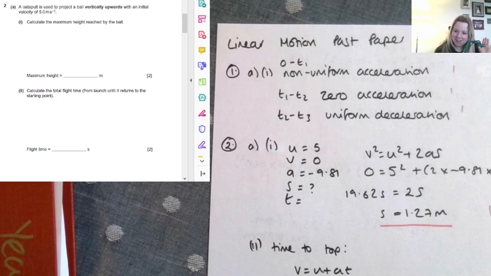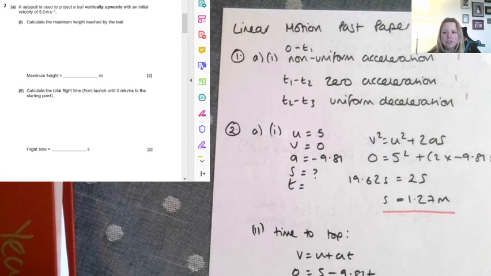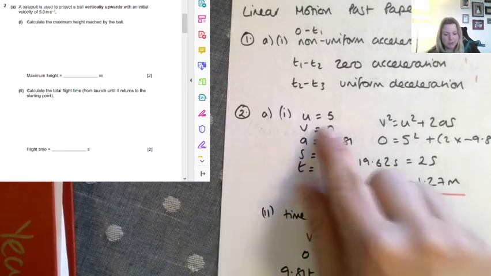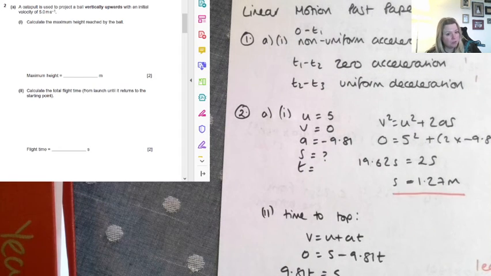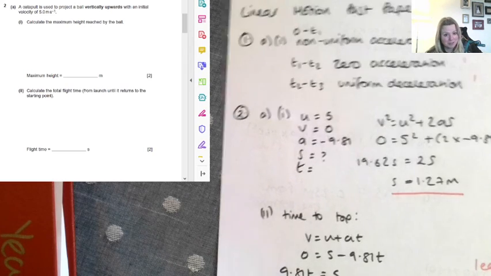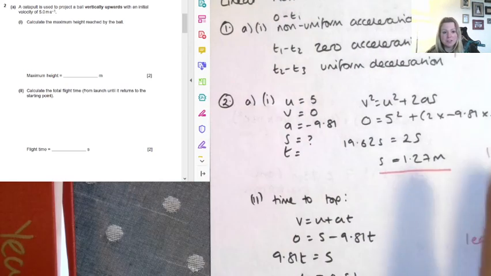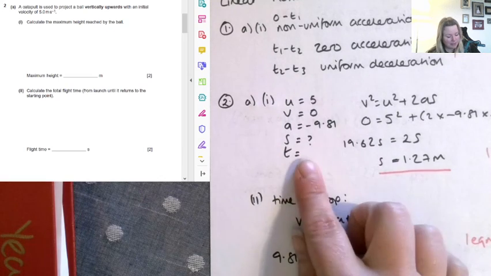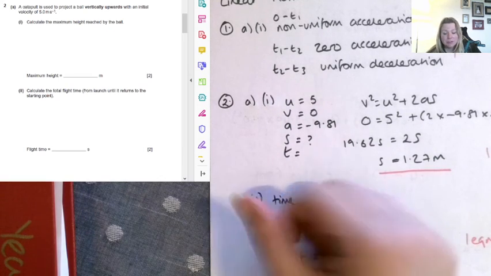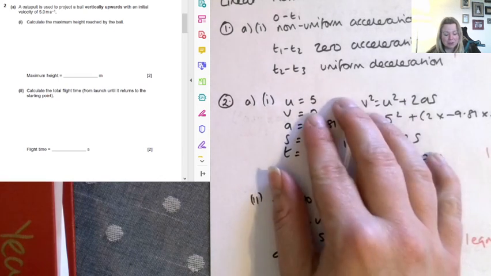Right, question 2. So a catapult is used to project a ball vertically upwards with an initial velocity of 5 meters per second to calculate the maximum height reached by the ball. So here's my UVAST. I noticed actually just as I was finishing recording this last time with no sound, my units throughout this are horrendous. I apologise. Do as I say, not as I do, so put units on your stuff please.